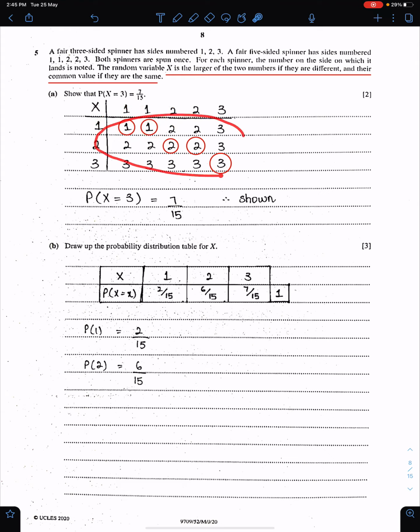So the possible values of x are 1, 2, 3. And the probability of 3 is here, probability of 2. There are 1, 2, 3, 4, 5, 6 2's. So 6 upon 15. And just 2 1's, so 2 upon 15. This is the required probability distribution table for x.